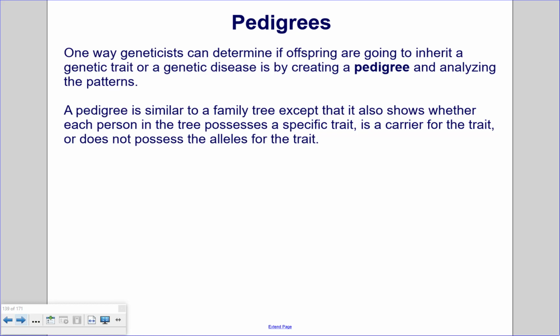Pedigrees. One way geneticists can determine if offspring are going to inherit a genetic trait or a genetic disease is by creating a pedigree and analyzing the patterns. A pedigree is similar to a family tree, except that it also shows whether each person in the tree possesses a specific trait, or is a carrier for that trait, or does not possess the alleles for that trait. You can think of it as a family history for a specific genetic trait or disease.